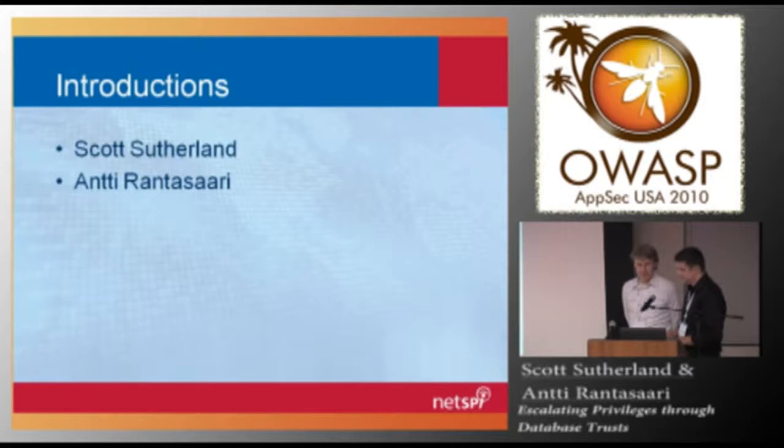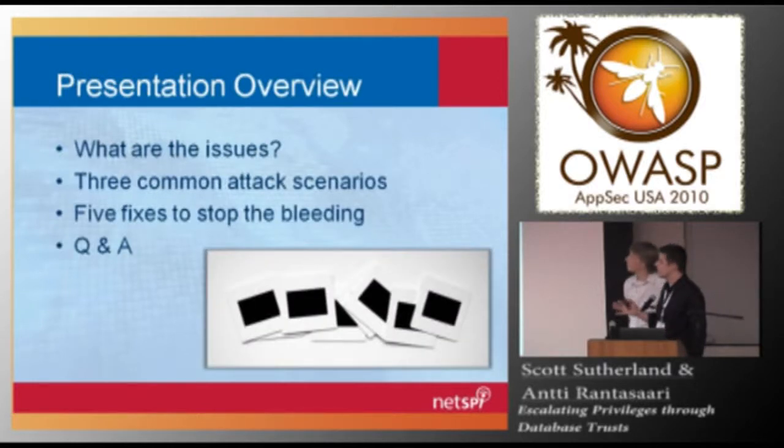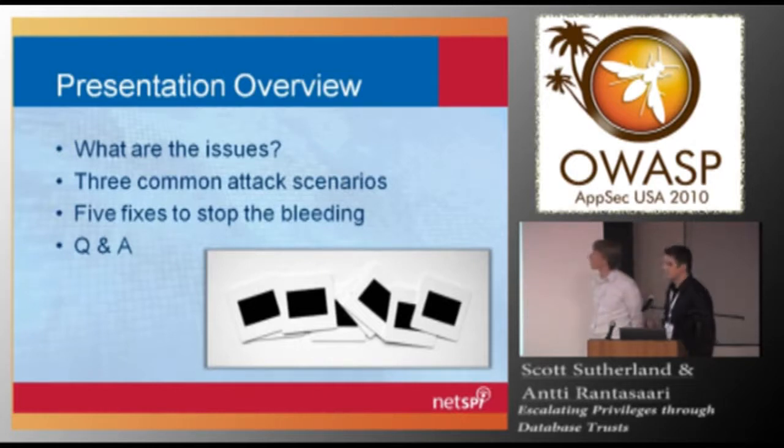Thank you, Antti. All right, so what we're going to be talking about today, first, we're going to talk about some of the core issues that we believe are really contributing to these trust problems. We're going to be talking about 3 of the common attack scenarios that we see when we're doing penetration tests and that we've heard about from our clients as well. Most of these attacks are not going to be brand new, bleeding edge attacks. They're relatively well-known attacks that we've combined to help inform you that these are still real problems. Last but not least, we're going to give you 5 fixes to help stop the bleeding.